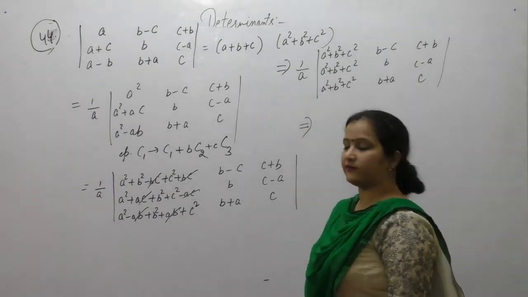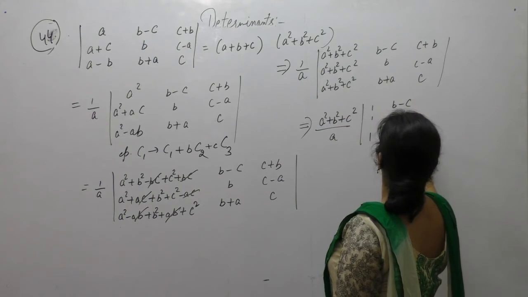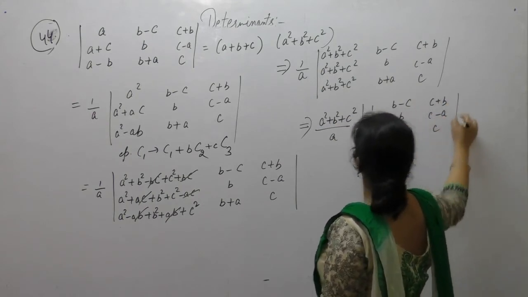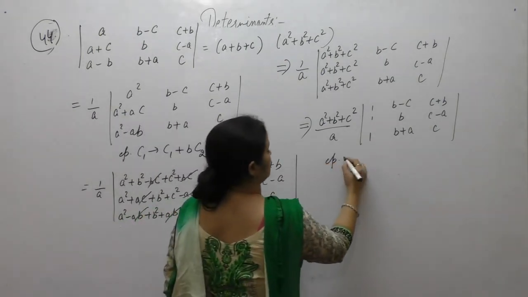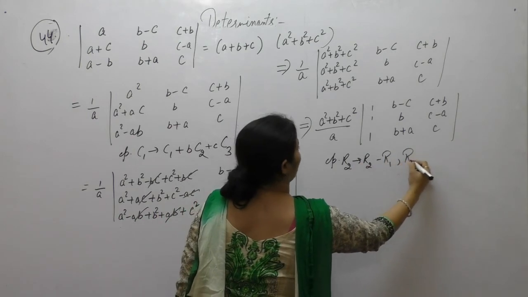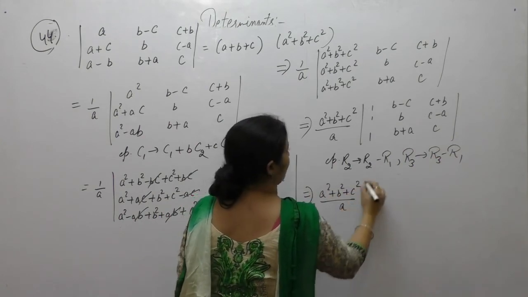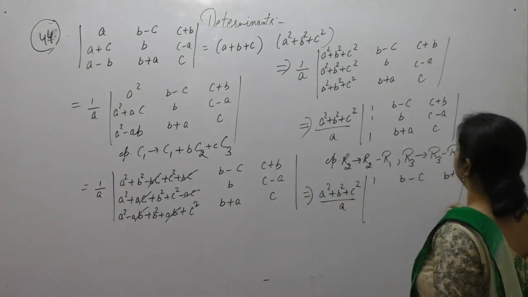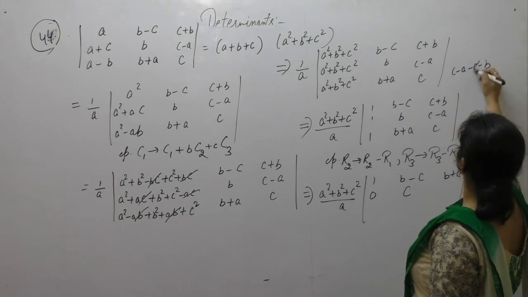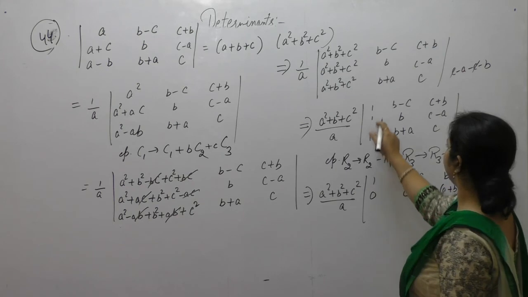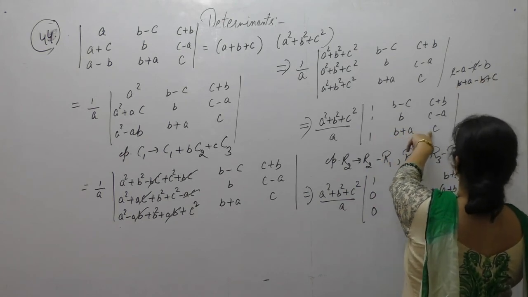In the next step, from column 1, take A square plus B square plus C square common. So we are left with 1, 1, 1, B minus C, C plus A, C minus A, C. Now in the next step, operate R2 as R2 minus R1 and R3 as R3 minus R1. So A square plus B square plus C square upon A, 1, B minus C, B plus C. 1 minus 1, B minus B, C minus A, minus C, minus B. Minus A plus B. 1 minus 1, B plus A, minus B. So A plus C. C minus C will get cancelled.